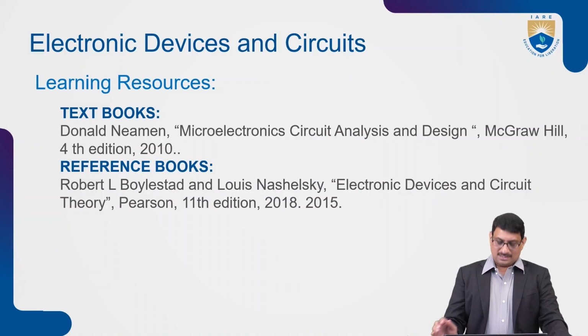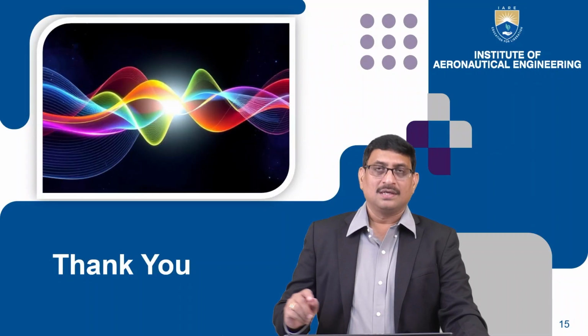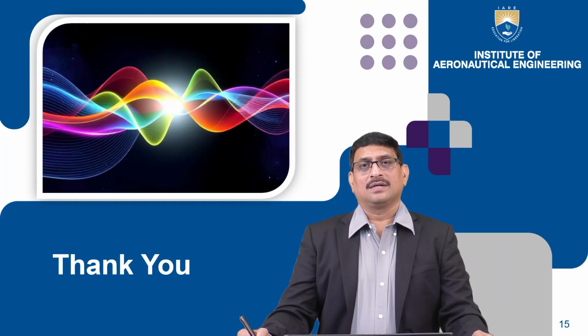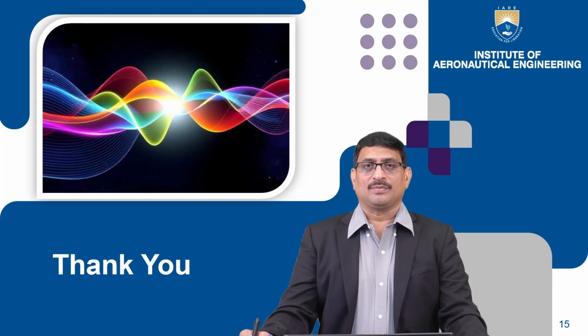To summarize, in this session we discussed the problems on junction field effect transistors and their parameters, where there are 4 equations which are main to calculate the other parameters. The first equation is the drain current ID equal to IDSS into 1 minus VGS divided by VP whole square, which is called the Shockley's equation.